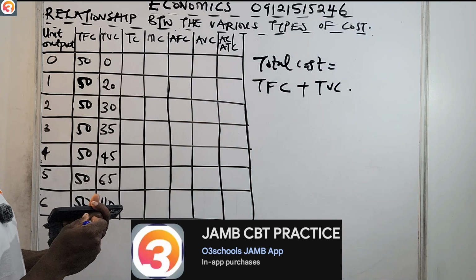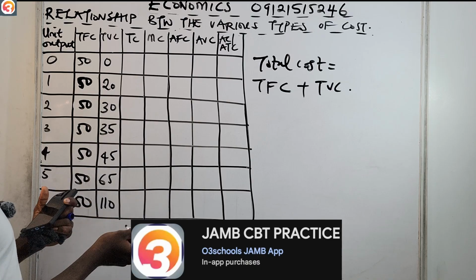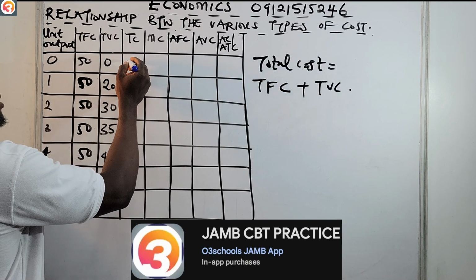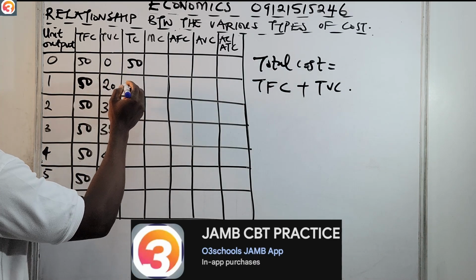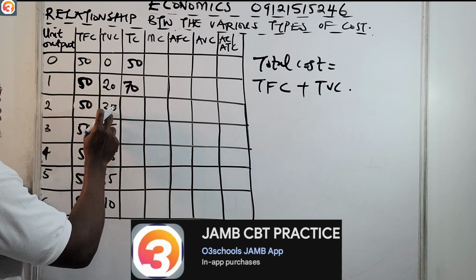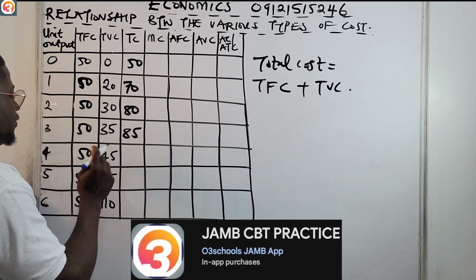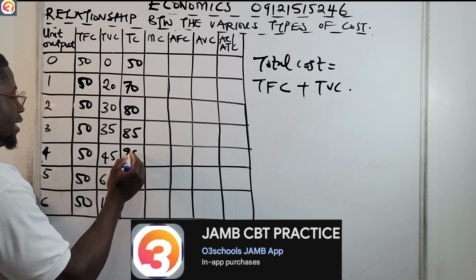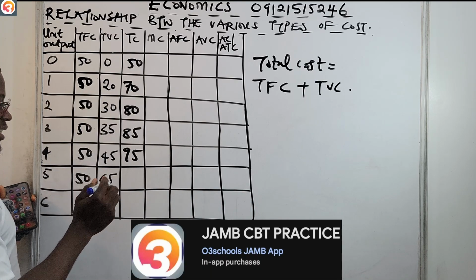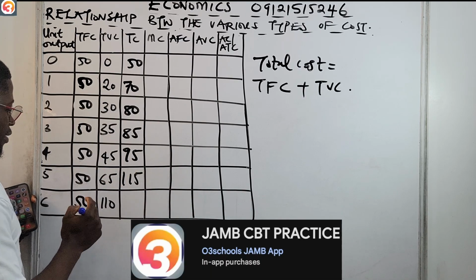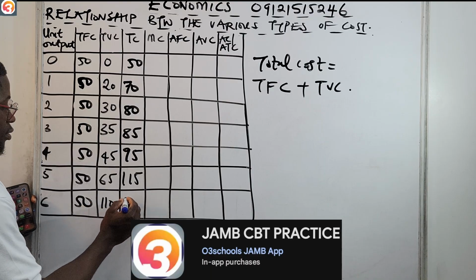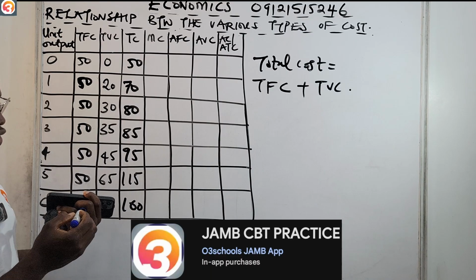So now to get our total cost will not be difficult any longer. 50 plus 0 will be what? 50. And 50 plus 20 is what? 70. 50 plus 30 is 80. 50 plus 35 is 85. 50 plus 45 is 95. 50 plus 65 is 115. 50 plus 110 is what? 160.